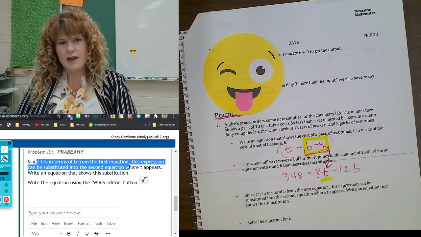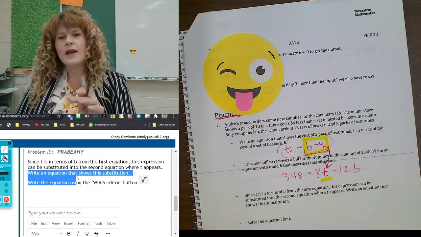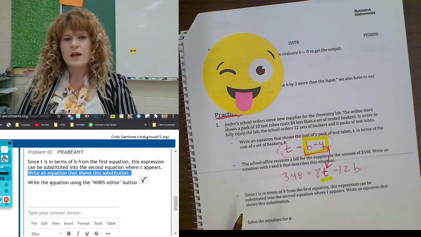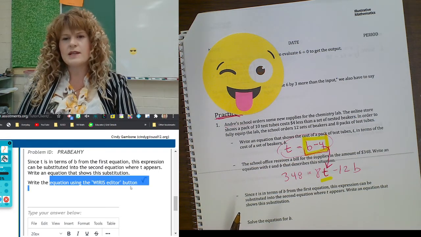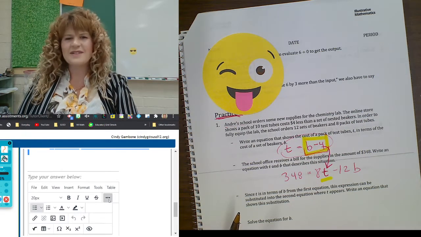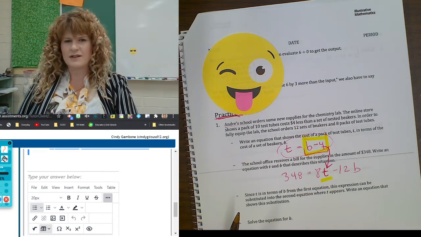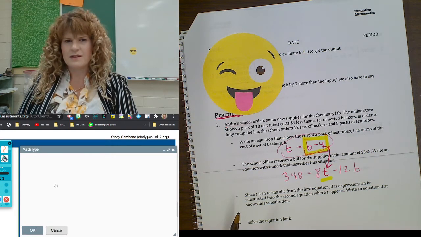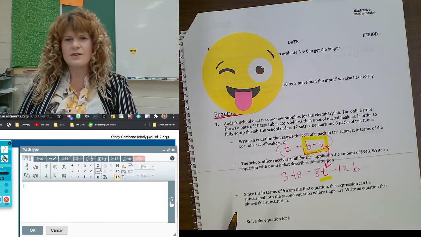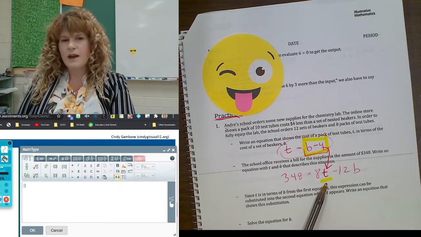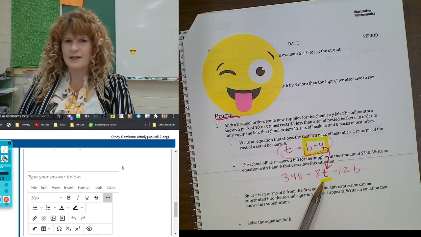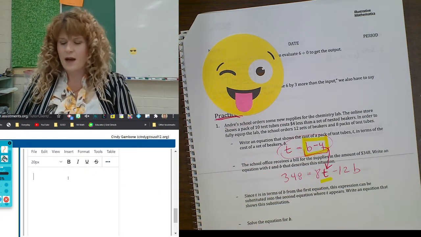It says the answer that they're looking for, write an equation that shows this substitution. Write the equation using the equation editor button. I don't think we need an equation editor for this. I'll try it anyway. So if you use the equation editor, you can use all of these tools, but we don't have any fractions. We don't have any exponents. I don't think we need that. I'm not going to use it. I'm going to type it in.